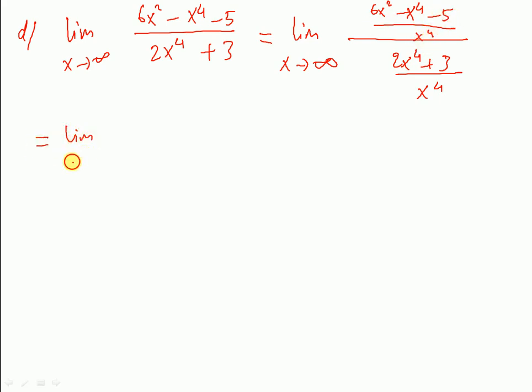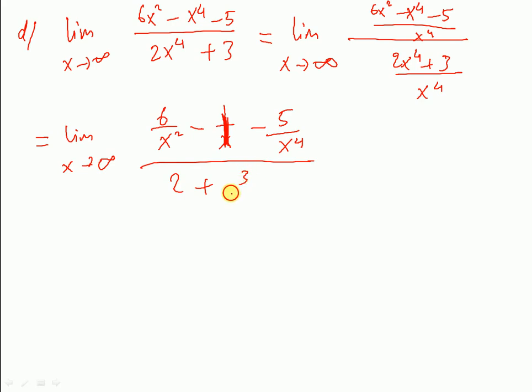This is going to be equal to 6 over x squared, minus 1, because x to the 4 and x to the 4 cancel, minus 5 over x to the 4. On the bottom, x to the 4 and x to the 4 cancel, giving 2 plus 3 over x to the 4. Now, when x goes to infinity, these terms go to 0, because a number divided by infinity is 0. On the top, we have minus 1. On the bottom, we have 2. So the answer is negative 1 over 2.